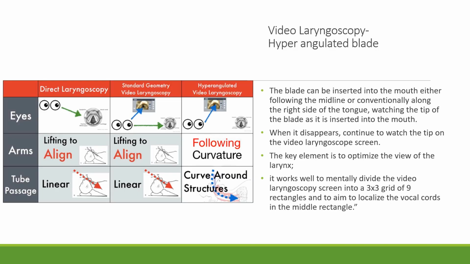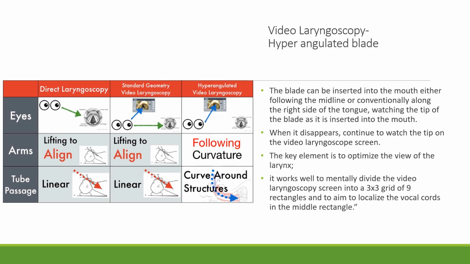I talked a little bit about how your standard geometry, if you're using a normal CMAC, can help because it does help better visualize. However, when we're unable to move the neck, that's where those hyperangulated blades are very helpful. If you're using a normal Mac type blade, go ahead and use that same procedure to help you out.